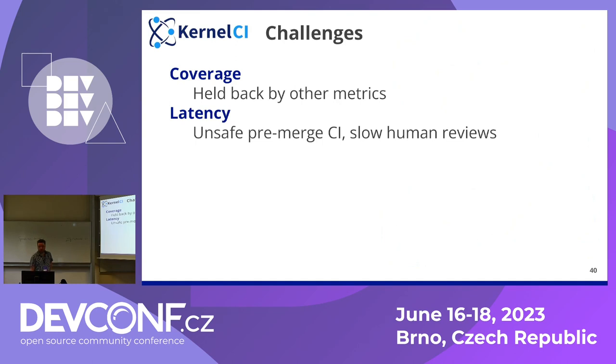So the problem with latency is that, of course, not much pre-merge CI is done. And when you do it, you have to be extra careful because there is no authentication for patches that people send to the mailing list. Anybody can send patches, and you would think 10 times before running that on real hardware, in case it blows up, for example. So that's a problem. We can run tests in VMs, but that has limited effect. And then, of course, the slow human reviews required for the actual test make it longer.